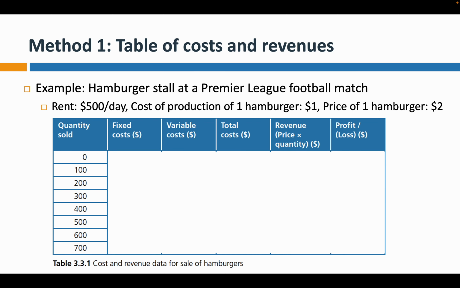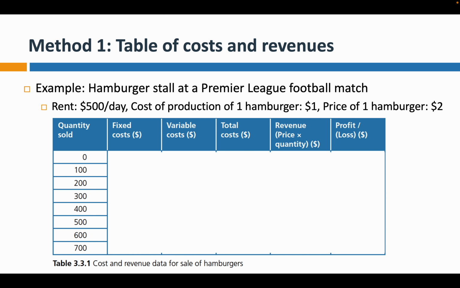The first method: table of costs and revenues. Here is an example. The example we're looking at is a hamburger stall at a Premier League football match, where the sole trader, the business owner, is renting the stall for $500 per day. It costs him $1 to produce one hamburger, and he's selling that one hamburger for $2. So the price of one hamburger is $2, and the cost of production of one hamburger is $1.